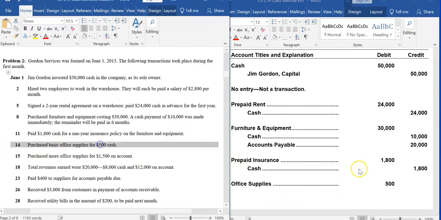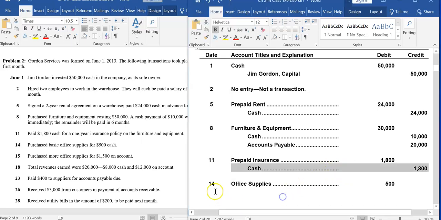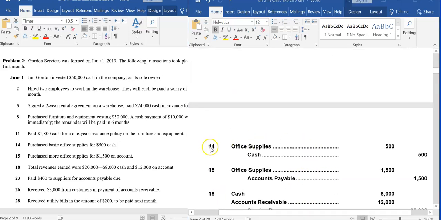On the 14th, the company purchased basic office supplies for $500 in cash. Office supplies are an asset to the company. In order to increase the office supplies, because we now purchased more supplies, we need to debit it to increase an asset. Cash was used to purchase those office supplies. To decrease cash, an asset, we credit it.